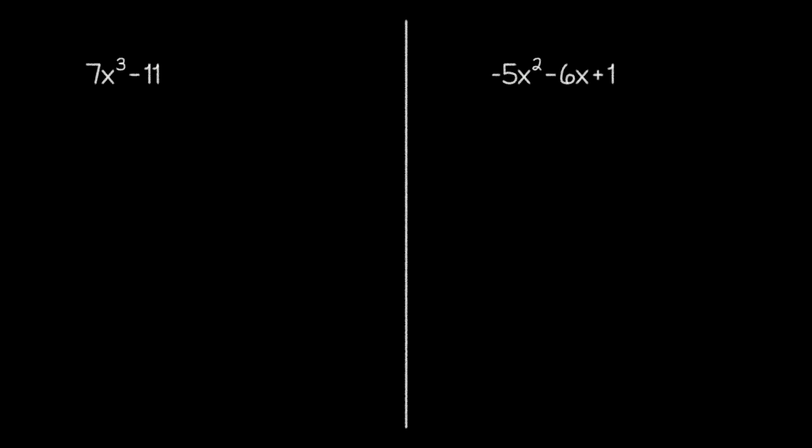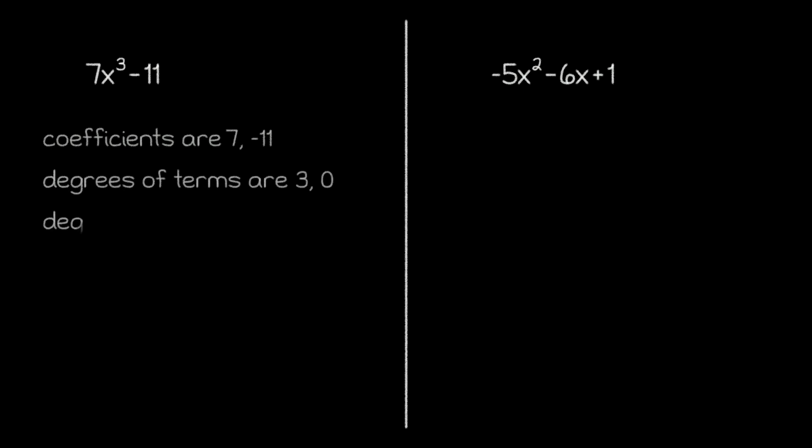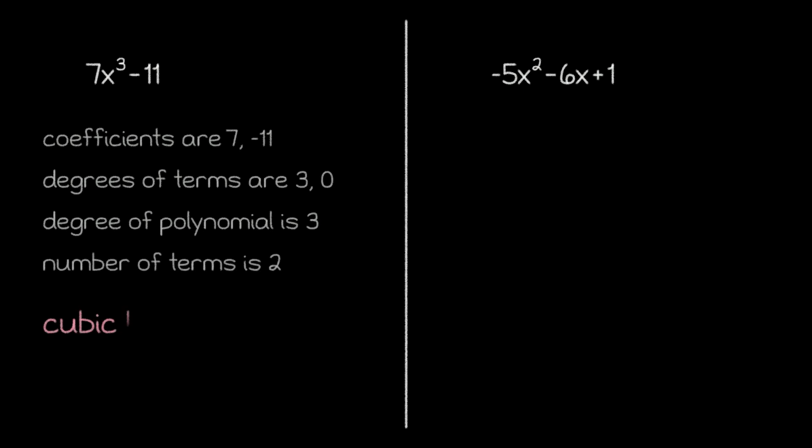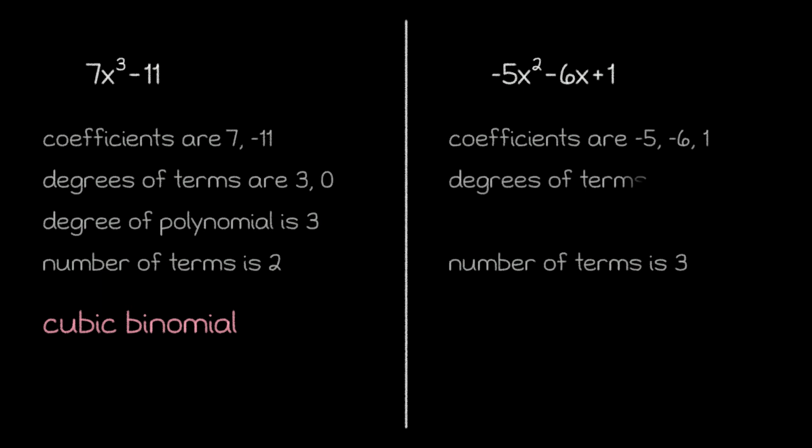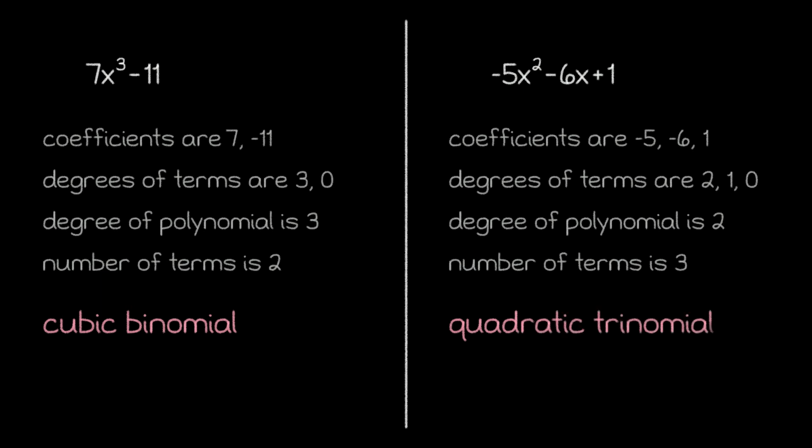To wrap things up, let's look at 2 final example polynomials and review our terminology surrounding those polynomials. In our first example, we have 2 terms with coefficients of 7 and -11 and degrees of 3 and 0. Thus, the degree of the polynomial is 3, and since it has 2 terms, we can call this a cubic binomial. For our second example, we have 3 terms with these coefficients and degrees. And since the highest degree is 2, we can call this a quadratic trinomial.